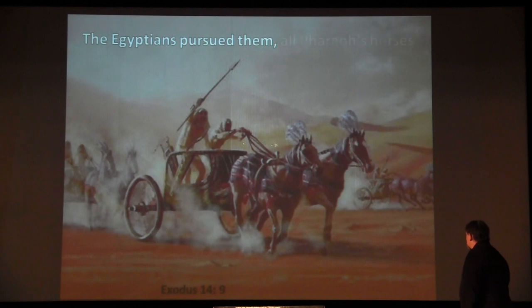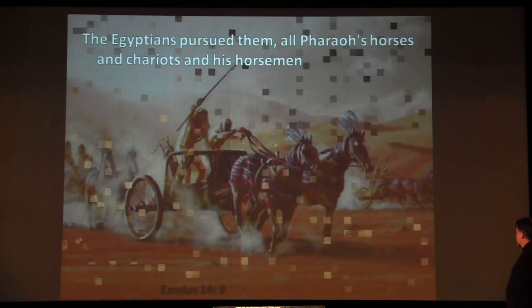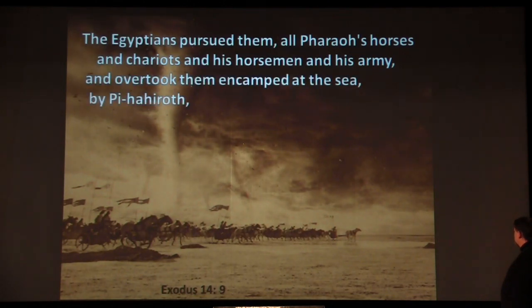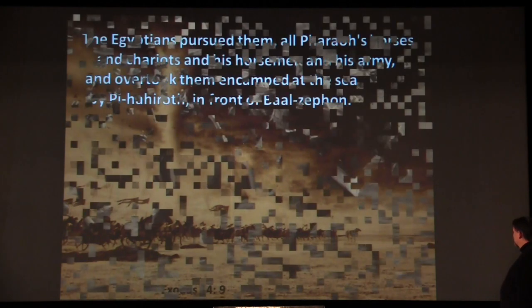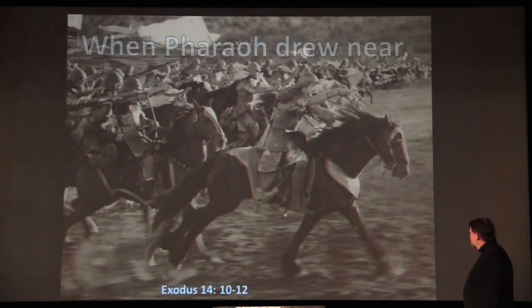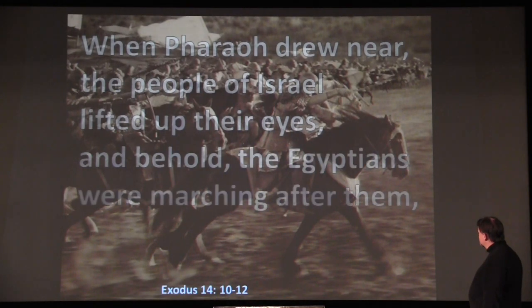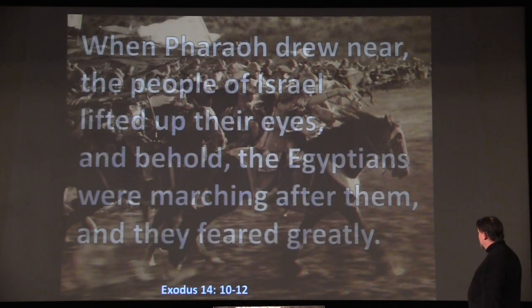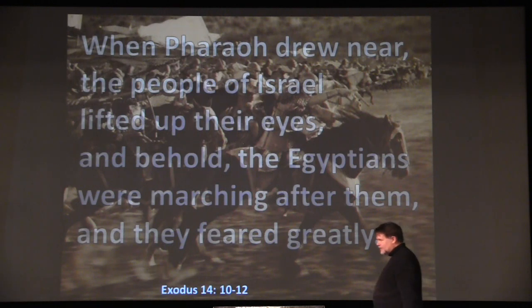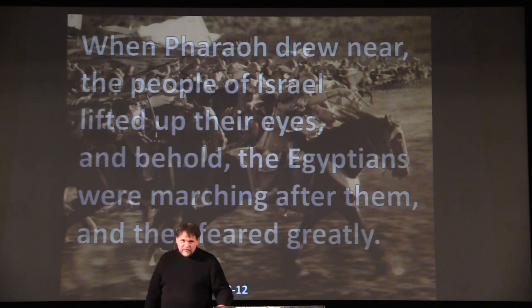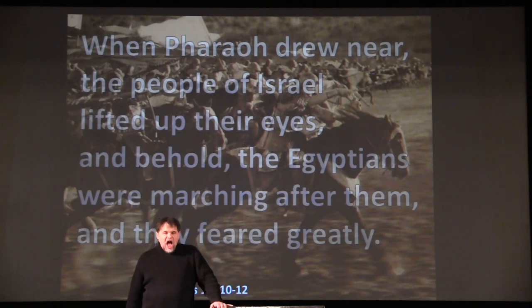And the Egyptians pursued them, and Pharaoh's horses and chariots and his horsemen and his army. And they overtook them and camped at the sea of Pi-hahiroth in front of Baal-zephon. And when Pharaoh drew near, the people of Israel lifted up their eyes, and behold, the Egyptians were marching after them, and they feared greatly. They're like, wow, we're free. They said we could leave, and it doesn't feel like we're free.